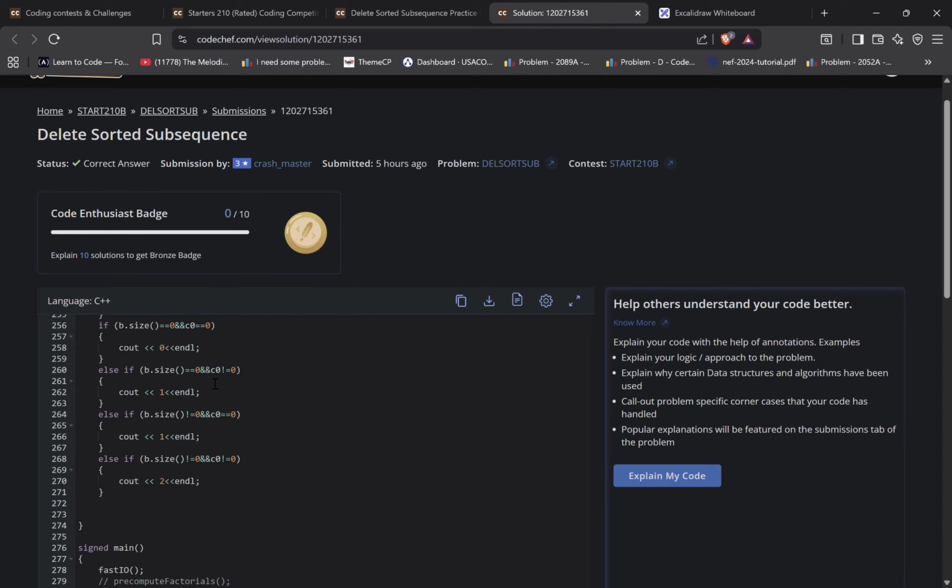Same here. If C of 0 is not equal to 0, then that means there is at least one 0 which is not placed correctly. And since it is a 0, it does not necessarily need to be sorted as such.